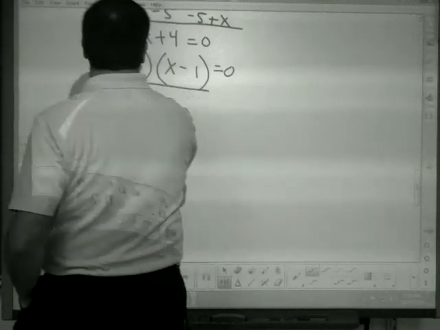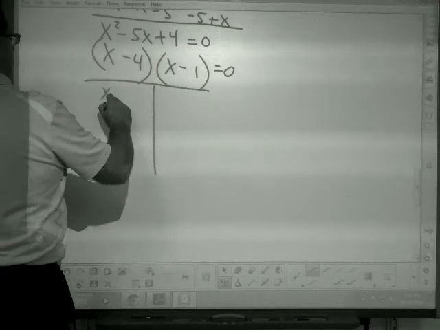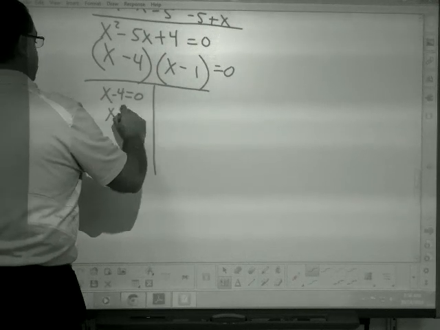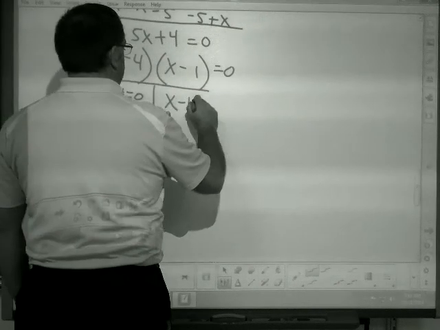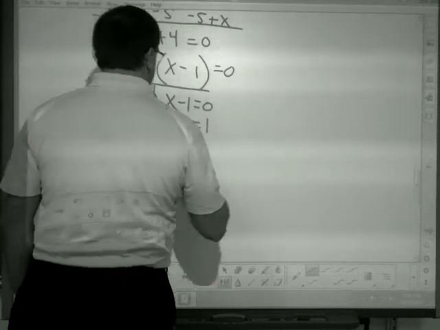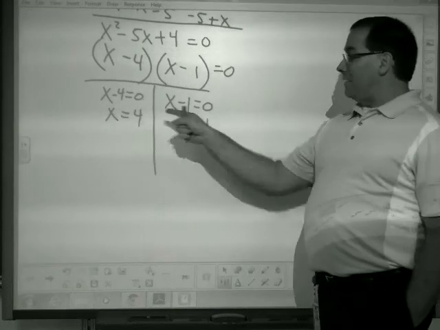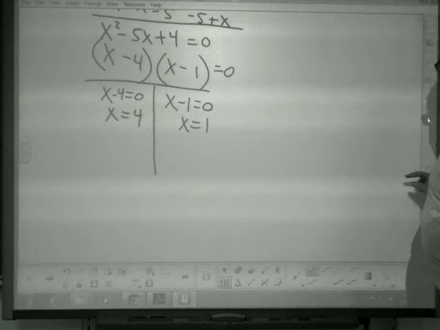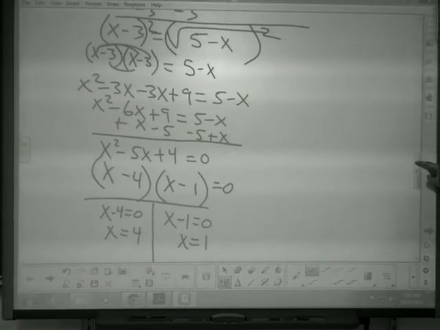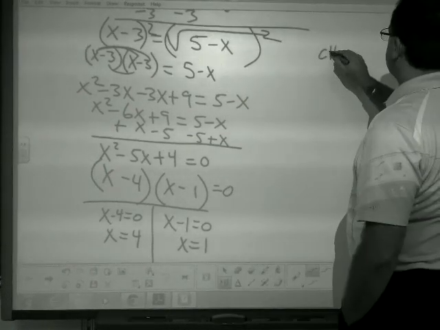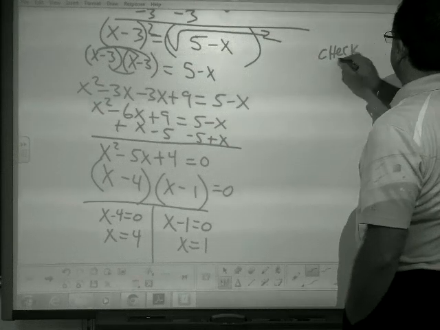Make a T. X minus 4 is 0, x equals 4. X minus 1 is 0, x equals 1. There's my two answers, but I can't box them in until I check them. So let's go back up here and check. So I got a couple checks that need to take place.